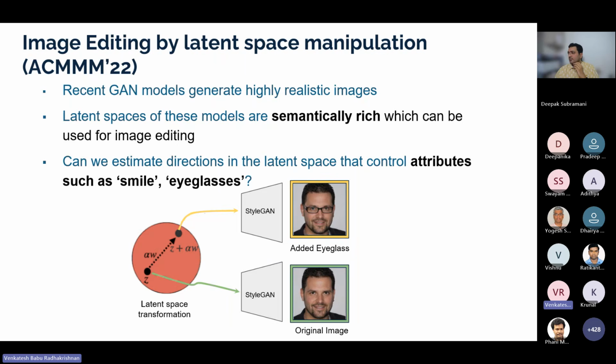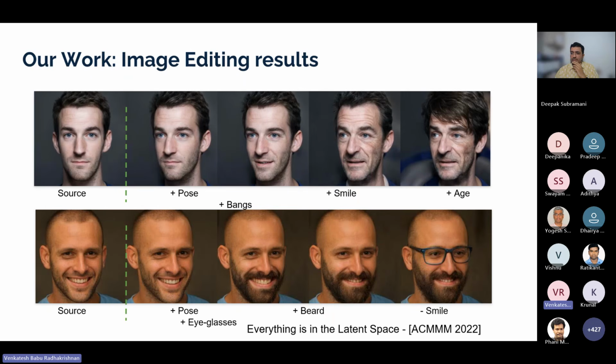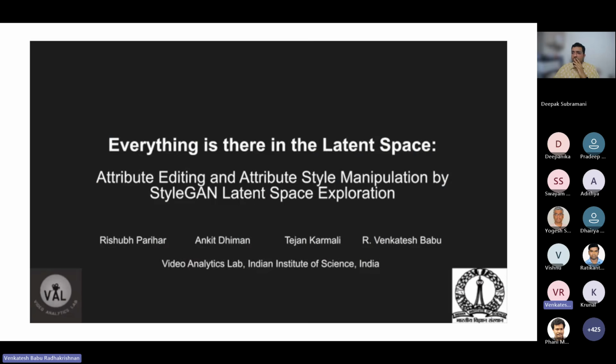So you try to find a direction for various attributes, and then you can sequentially edit any image and change the attributes of the particular person without changing the identity. So I will skip this.